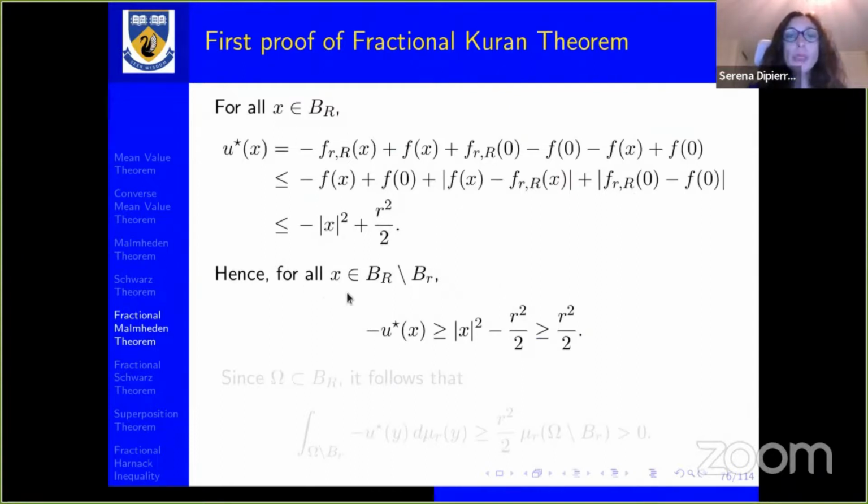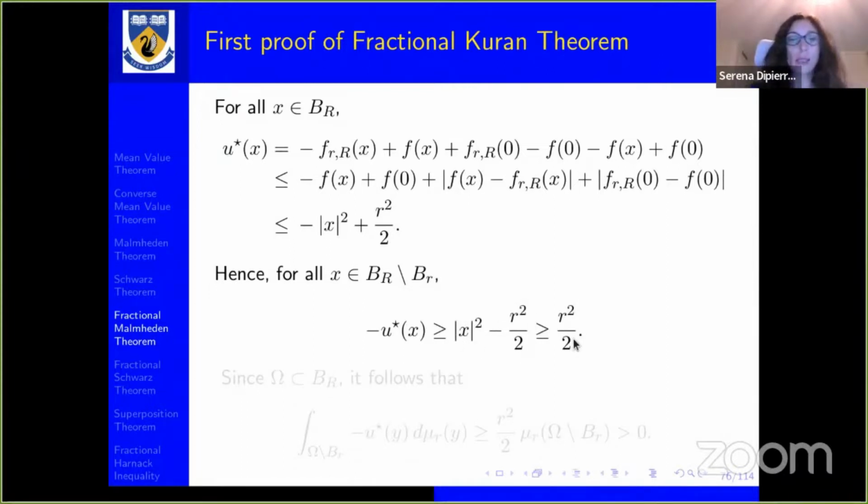And so this means that if I take x in B capital R minus BR, so outside BR, then minus U star will be bigger or equal than x squared minus r squared over 2. But now x is outside BR, so x squared is bigger than r squared, so all in all, this is bigger than r squared over 2.